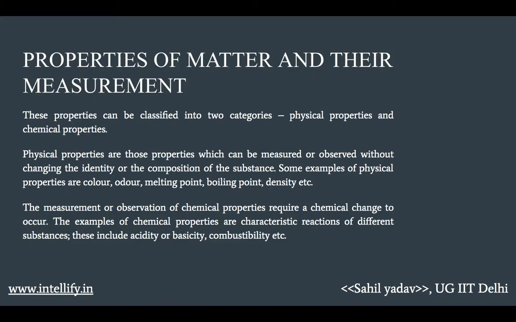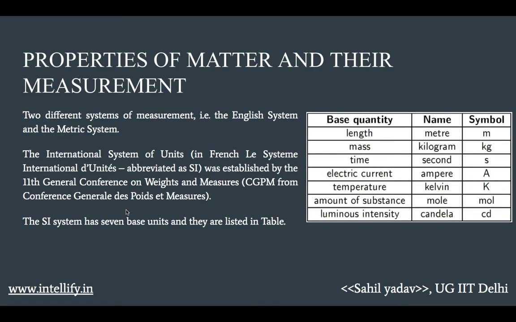The measurement or observation of chemical properties requires a chemical change to occur. The examples of chemical properties are characteristic reactions of different substances. These include acidity, basicity, and combustibility. Now, we'll be moving further. We'll be talking about measurement now. How do we measure these physical quantities?